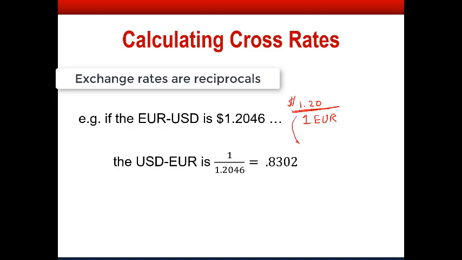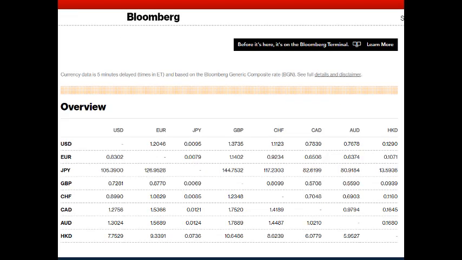So flip that around, 1 euro divided by $1.20, and when you work that math out, you get this 0.8302, and that would be a unitized rate. The denominator is now one US dollar, 0.83 euros per dollar. So you can do that math, or you can look at what's called the cross rates table.